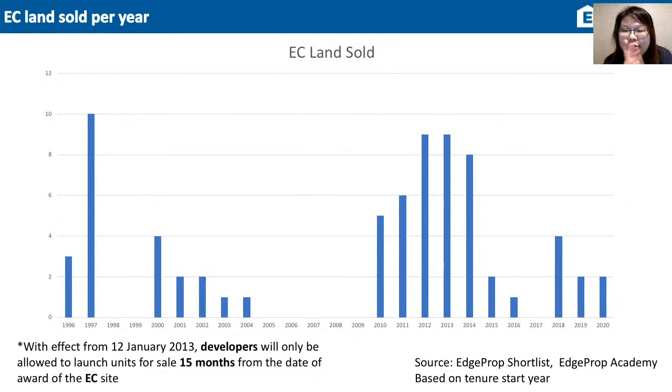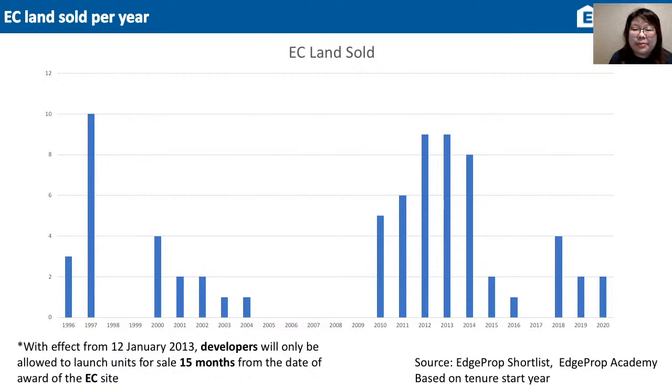Another thing to take note, back to this chart, is that from January 2013 onwards, developers are only allowed to launch their units for sale 15 months from the date of award. So they buy the land, and in most cases they would have to build their foundation ready before they can start selling. 15 months should be about time to complete the foundation. So this is what happens.